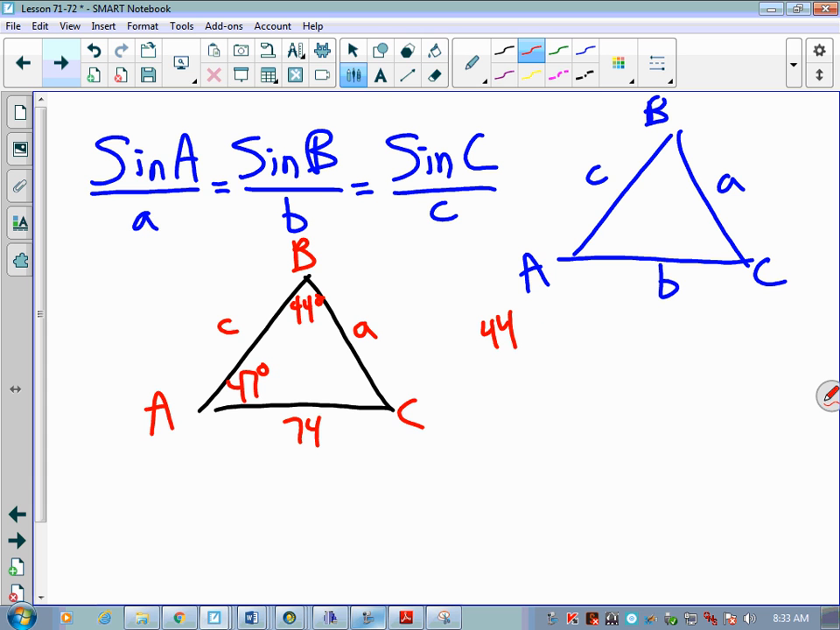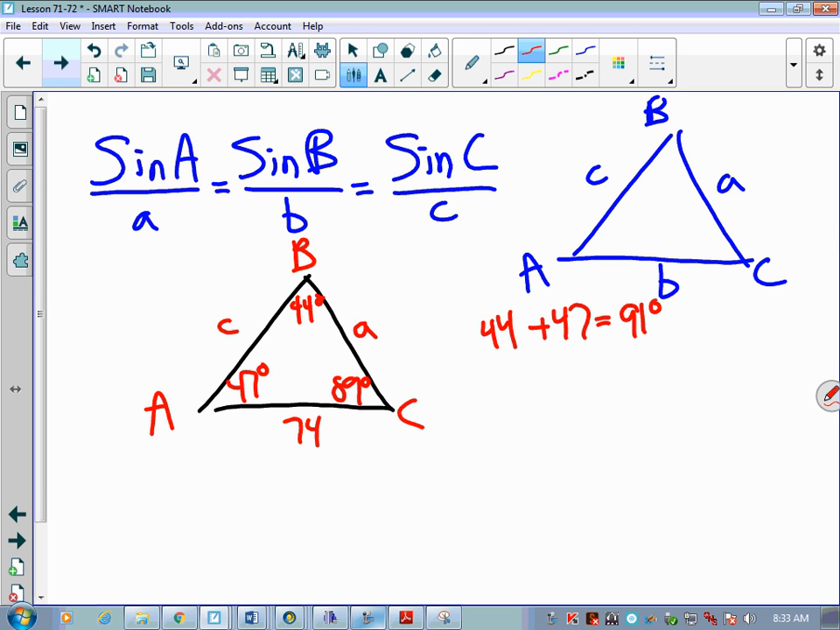All right, so 44 plus 47. That should be what, 91 degrees. Okay, so those two things add up to 91 degrees, which means how many degrees should we have left for angle C? Something like 89. Okay, all right, so 180 minus 91 is 89 degrees. Okay, so we've got that part of it solved.